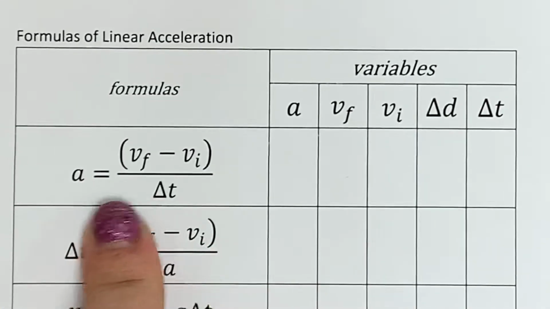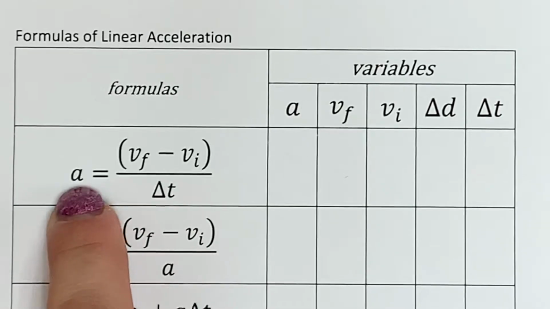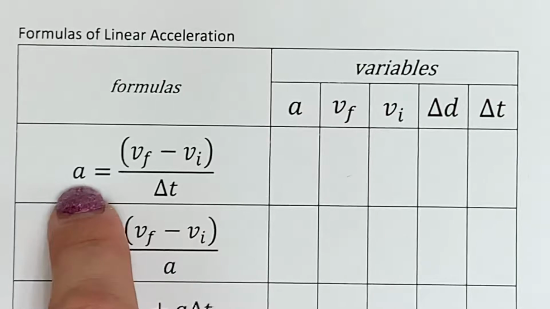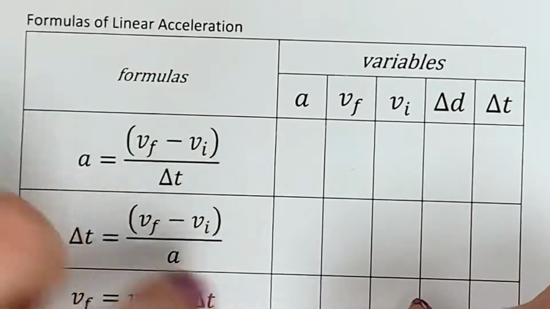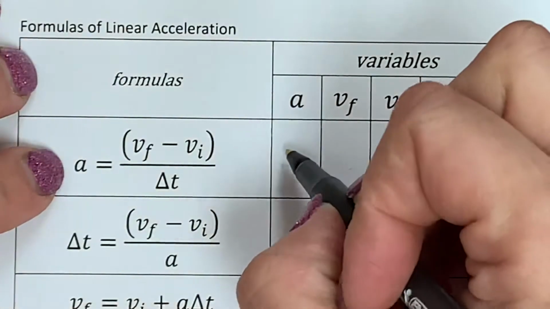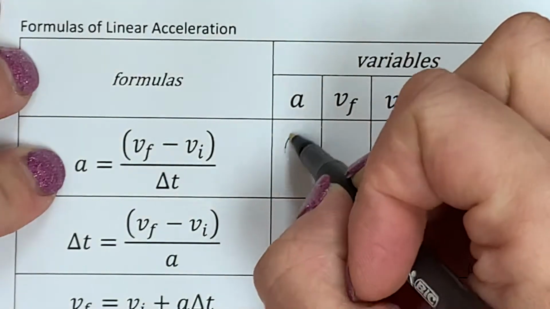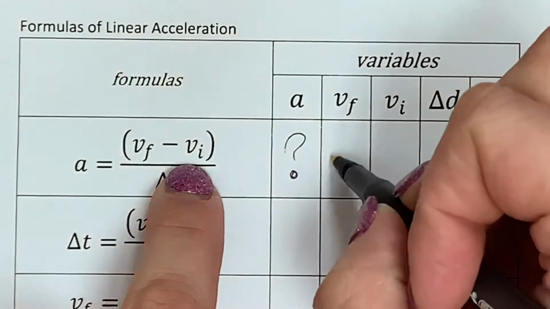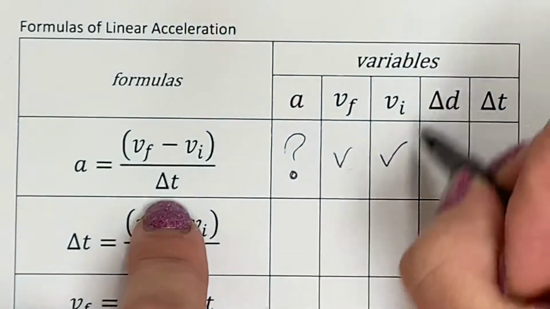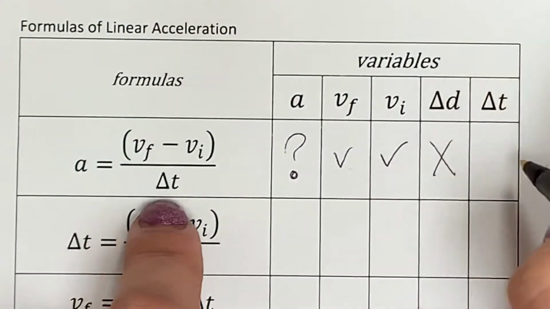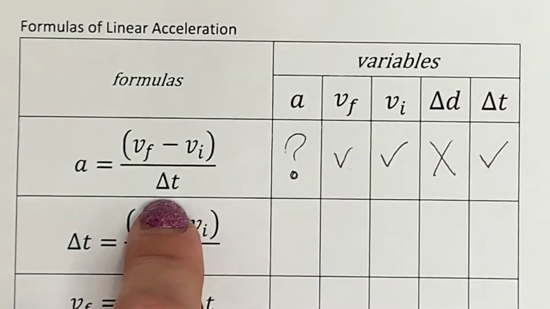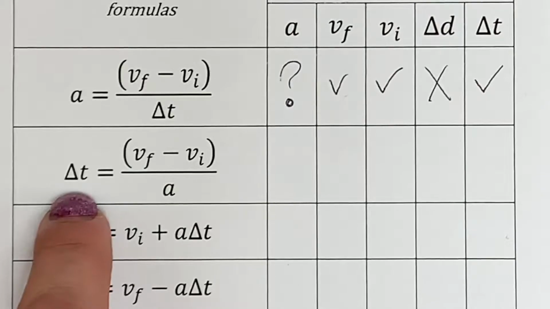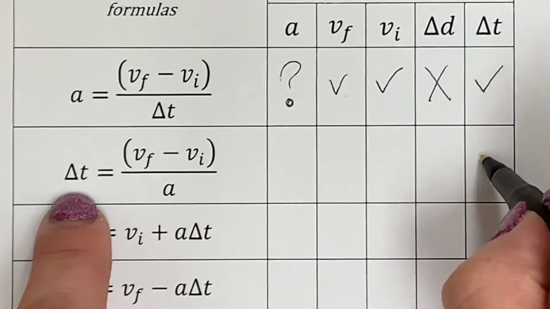We're going to analyze. So we have acceleration equals final velocity minus initial velocity divided by the change in time. The formula is set up to solve for acceleration. So over here in these columns, acceleration, that's the question. Final velocity and initial velocity are both present. Displacement is not present, but change in time is. So we're just going through and analyzing: what do we got? What do we not have? So change in time. That is the question in this formula.